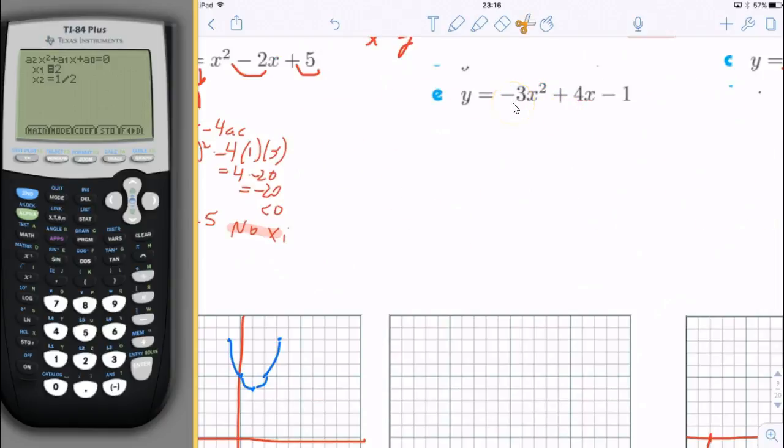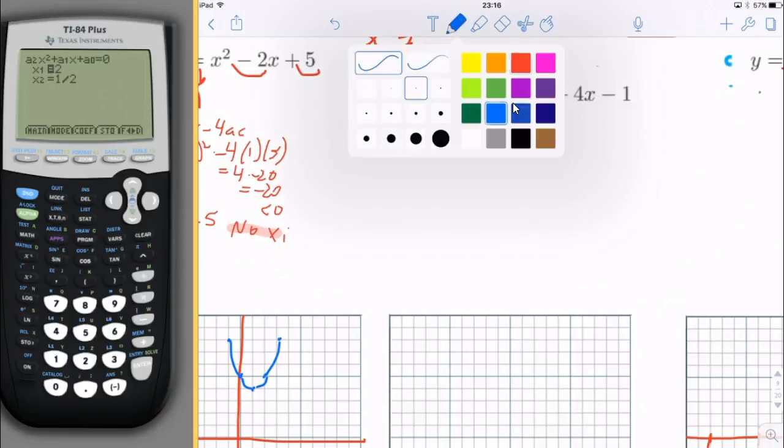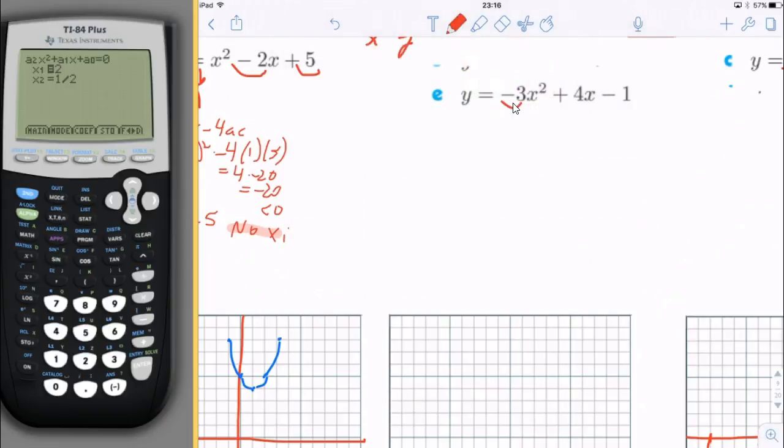So here for E, we have the coefficients -3, +4, and -1. Let's find the axis of symmetry using -b/2a. So -4 divided by 2 times -3. That gives us -4 divided by -6, which is actually 2/3. Okay, so the x value is 2/3.